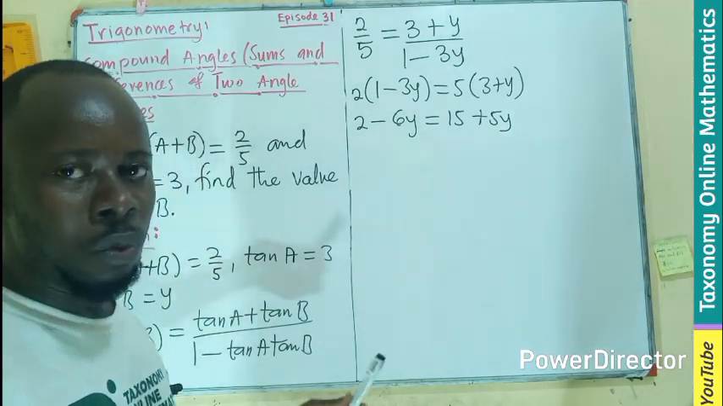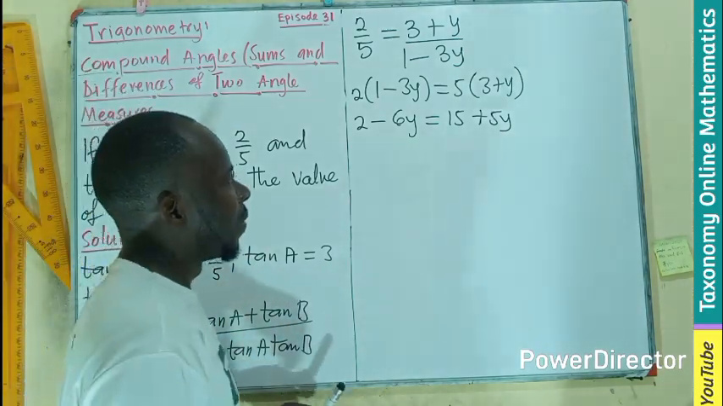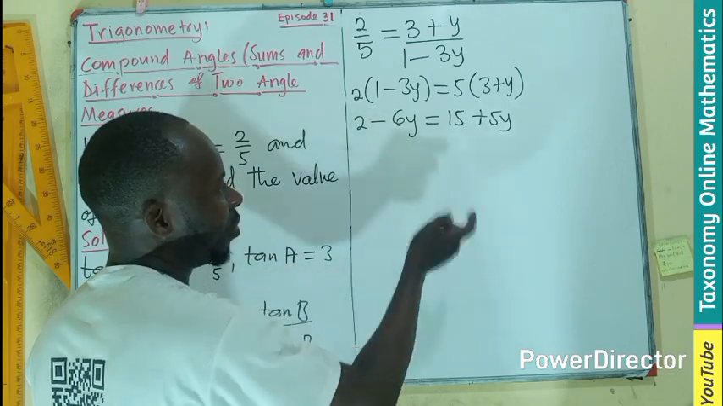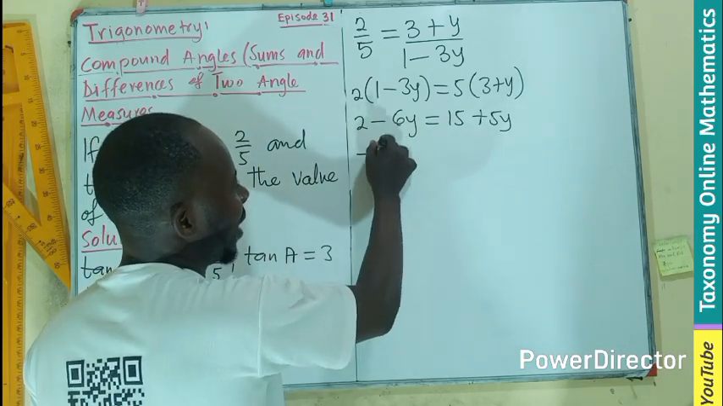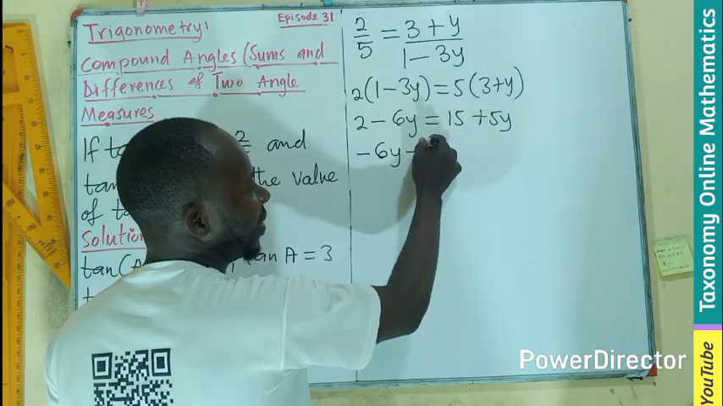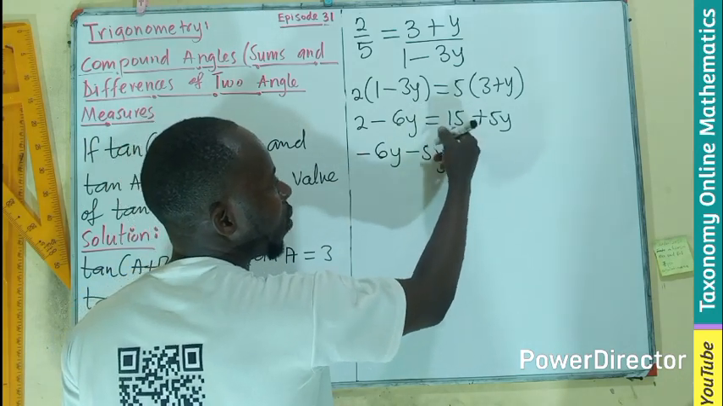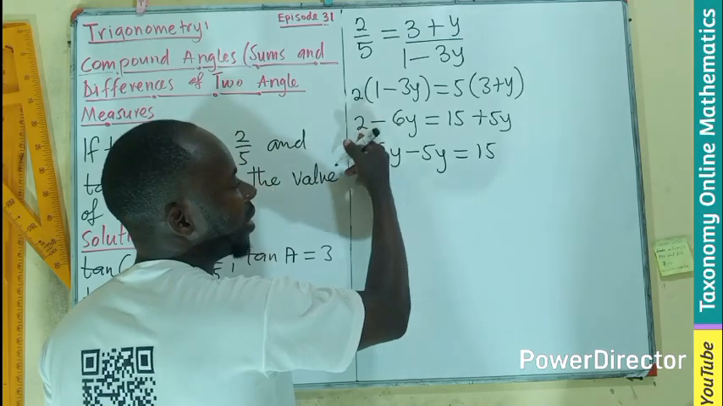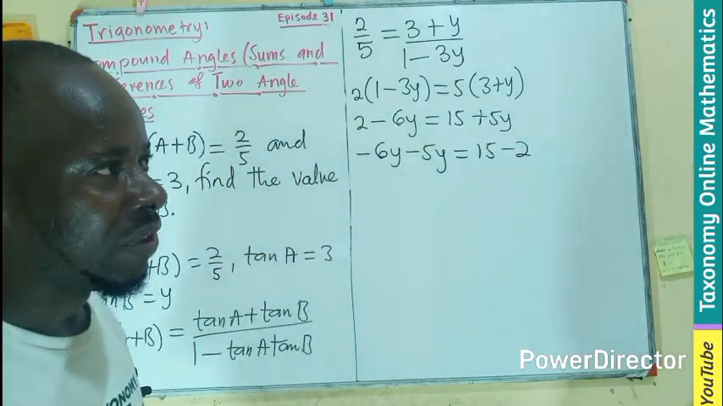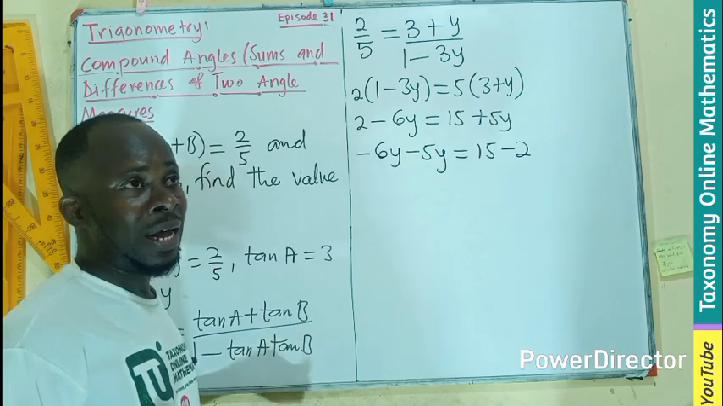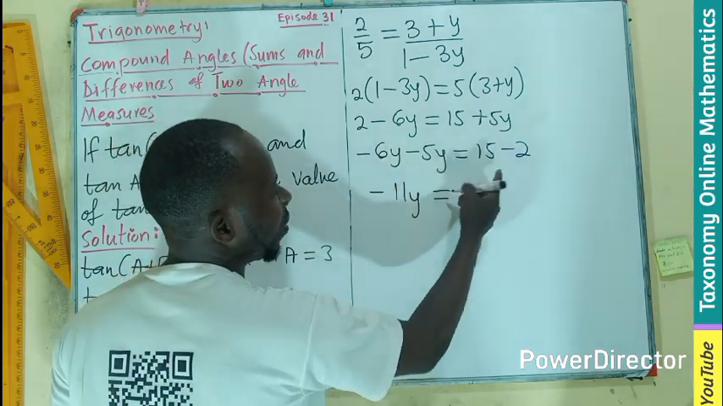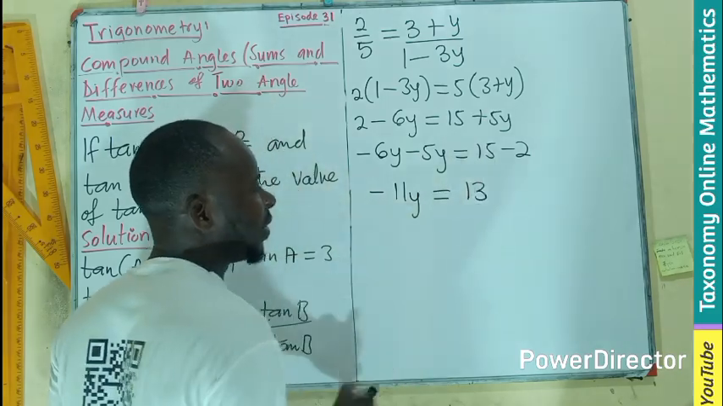So now we group like terms. This is negative, so let's send it there and bring this one. So let's maintain our negative 6y. Bring in the 5y as negative 5y equals 15 remain, minus 2. And negative 5y, negative 6y will give you negative 11y. So this is negative 11y equals 13.